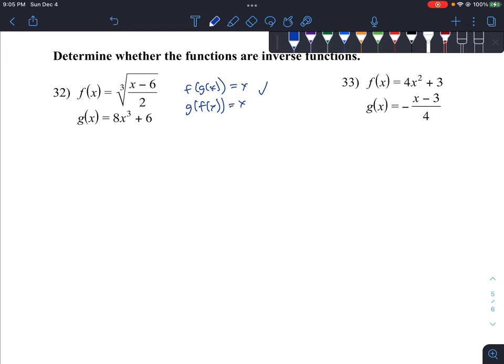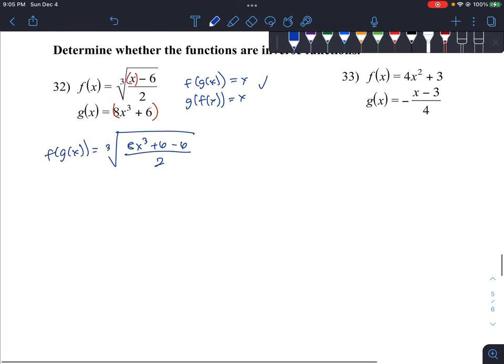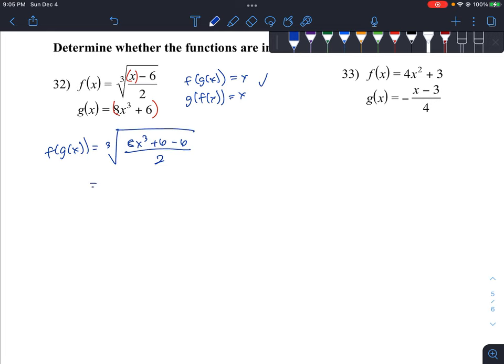Okay. So for the first part, let's do the composition of f of g of x. So we're going to plug this function right here into that location right there. So f of g of x is equal to the cube root of, we'll have 8x cubed plus 6, then minus 6 divided by 2. Okay, then simplify, so this is going to be equal to the cube root. Now I can simplify those, that's going to be 0 right there, so it's going to be 8x cubed divided by 2.